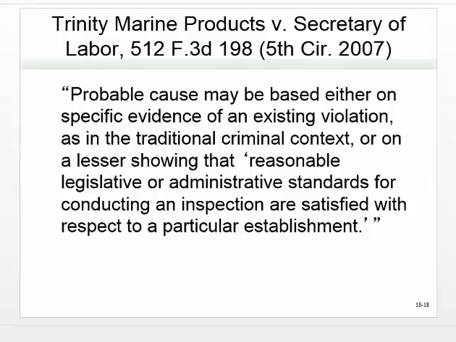Trinity originally turned the OSHA compliance officers away when they were asked to conduct an inspection, which is a Fourth Amendment right of the business. OSHA returned with an administrative warrant, was granted access, and Trinity later sued saying that there was no probable cause, and so the warrant was invalid. So the question in this case is, for probable cause, is there a lower standard for administrative agencies than for police officers or law enforcement?